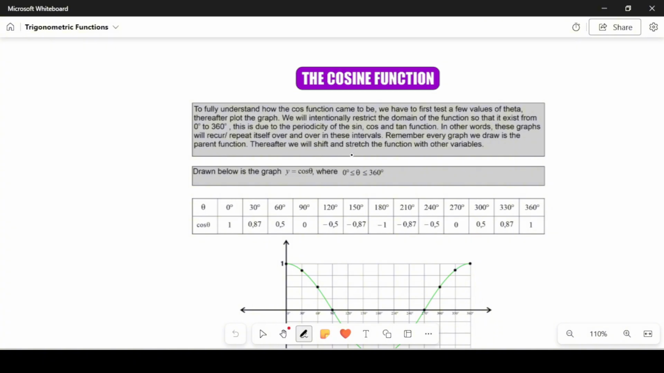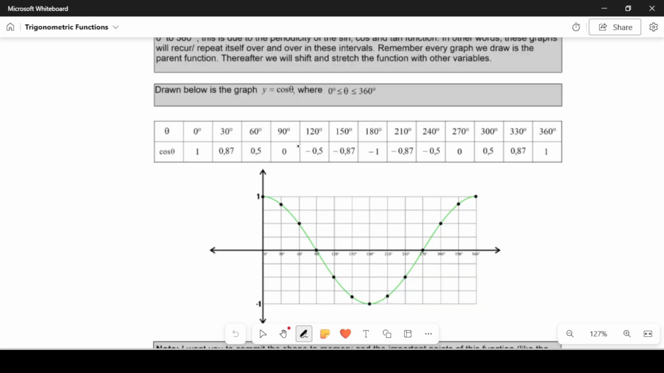So therefore we have the function y is equal to cos of theta. Now when we put in these values of theta, let's see what y values we output. When we put in 0 degrees, we get 1. When we put in 30 degrees, we get 0,87. 60 degrees, half. 90 degrees, 0. 120 degrees, minus half. 150 degrees, minus 0,87, and so on.